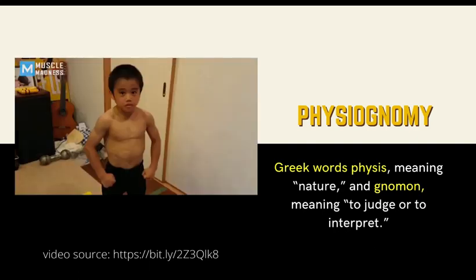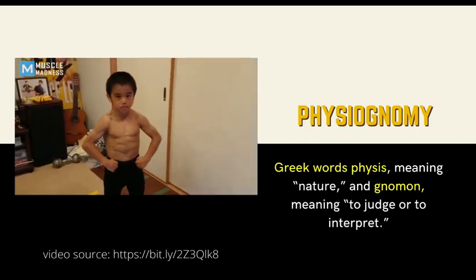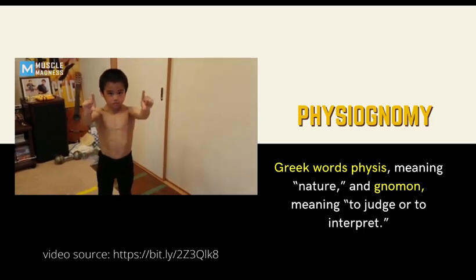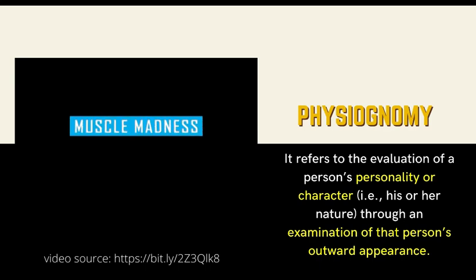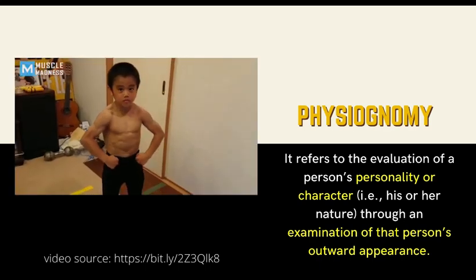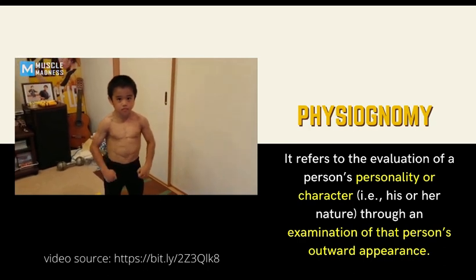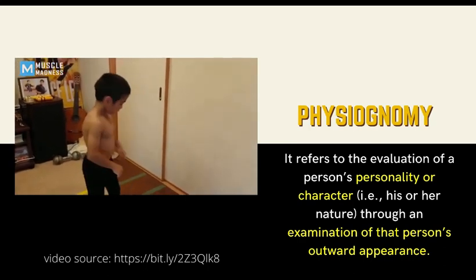A. Physiognomy. The term physiognomy comes from the Greek words physis, meaning nature, and nomon, meaning to judge or to interpret. It refers to the evaluation of a person's personality or character, that is, his or her nature, through an examination of that person's outward appearance.